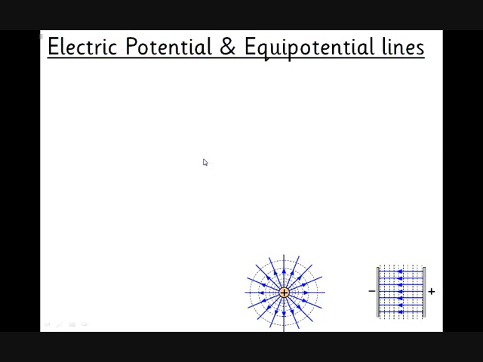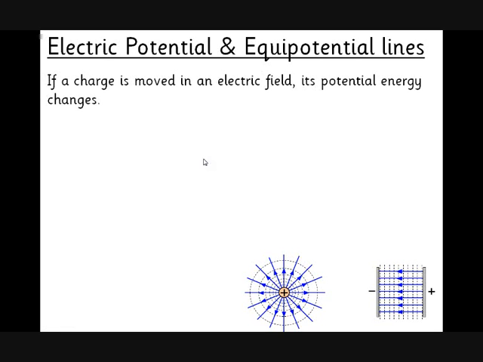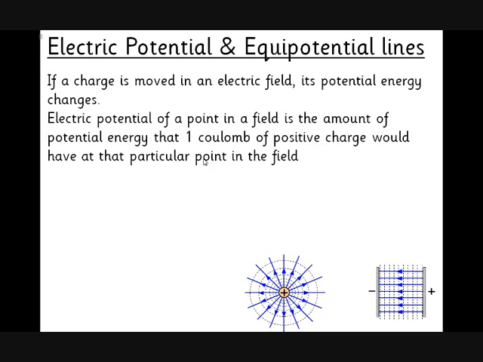Okay, a little bit about electric potential and equipotential lines. We will come back to this, so this is just an introduction. The key thing here, if you move a charge in a field, then its potential energy is going to change. So here we have a field around a point charge. This is a positive. If I bring a positive charge in, so imagine if my mouse is a positive charge, then it's going to be repelled by the point charge here.